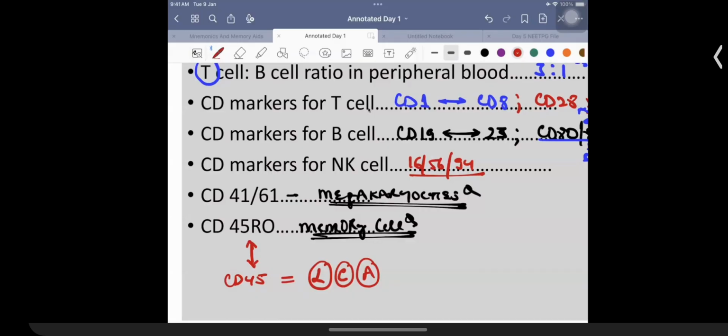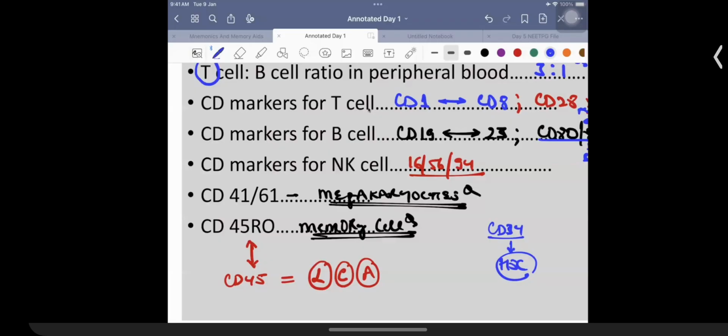Next, the marker is CD117, CD34 and CD117. CD34 is what you can make a mention of over here. CD34 is a marker that is useful for identification of hematopoietic stem cell. It's a marker for hematopoietic stem cell.